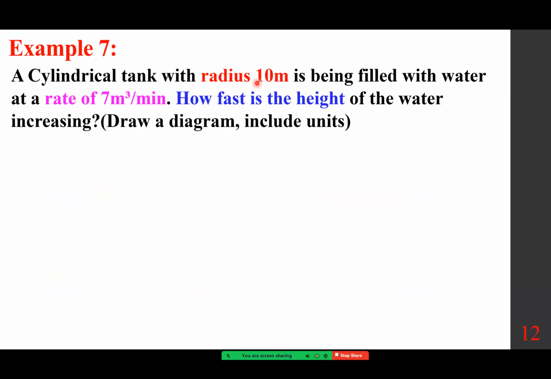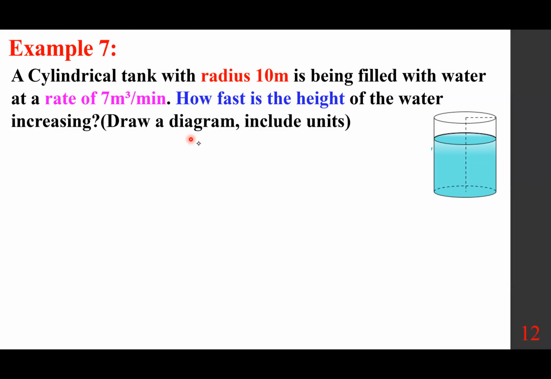A cylindrical tank with radius 10 meters is being filled with water at a rate of 7 cubic meters per minute. How fast is the height of the water increasing? Draw a diagram, include units. Always draw a diagram, class. So this is what we have. A cylindrical shape. The radius is fixed at 10 meters. You can call it capital R or 10 meters. The radius is not changing.